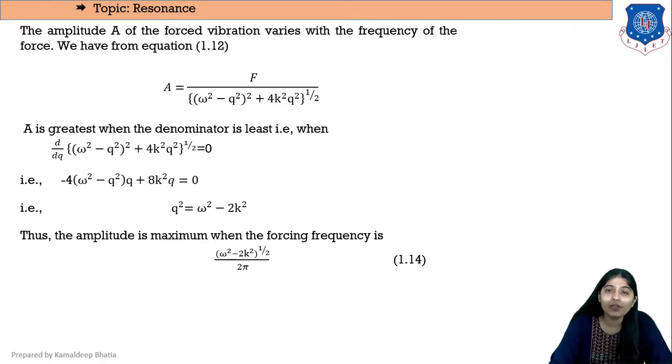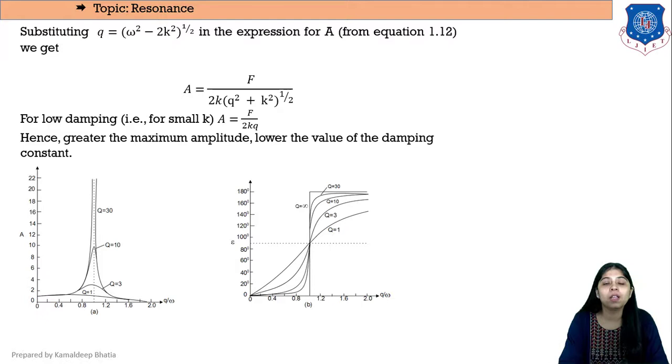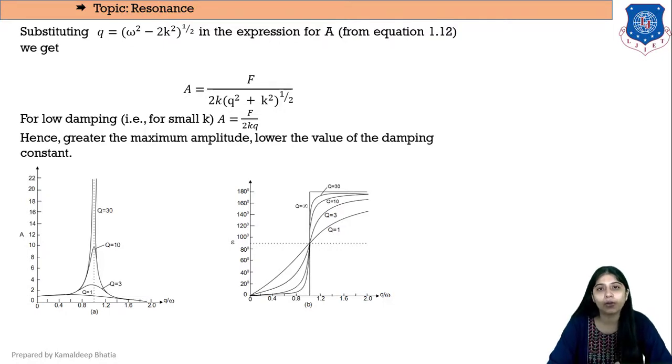So thus the amplitude is maximum when the forcing frequency is (omega square minus 2k square) raised to half upon 2 pi. Okay, now substituting this term in the expression of A, we'll get A as F upon 2k into (q square plus k square) raised to half. So for low damping, that is for small k, we'll get A is equal to F upon 2kq. Hence greater the maximum amplitude, lower the value of the damping constant.